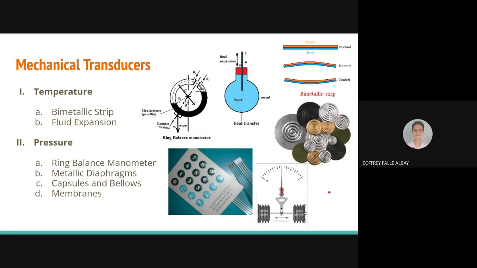So next category is the pressure. Under pressure, there are 4 types. So first, the ring balance manometer. It consists of a tube usually made of polythene or other suitable light and transparent material. Next is the metallic diaphragms. Circular and thinly cut plates that experience elastic distortion when exposed to external loading or pressure. So next is the capsules and bellows. It was mentioned earlier by Carl, so we will not discuss it. So lastly is the membranes. It's essentially an electrical switch that is used for turning on and off the circuit. So next slide.